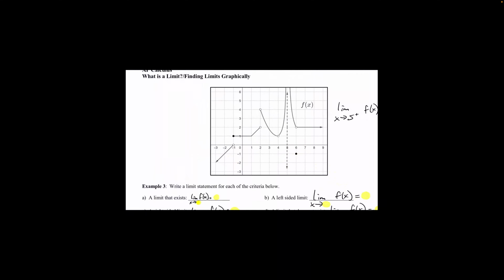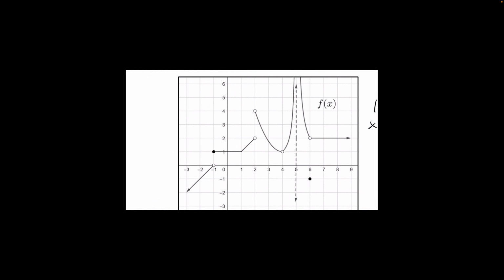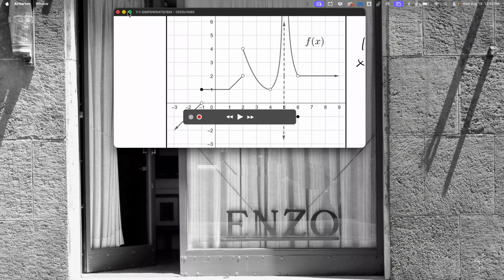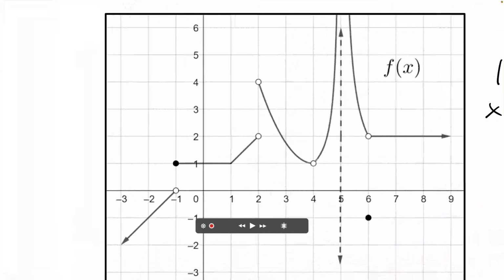Like if I take a look at this graph here, 5 has a vertical asymptote. I don't know why it's small like that, but 5 has a vertical asymptote. That's what it looks like visually. Why is it small? There you go. That's what it looks like.